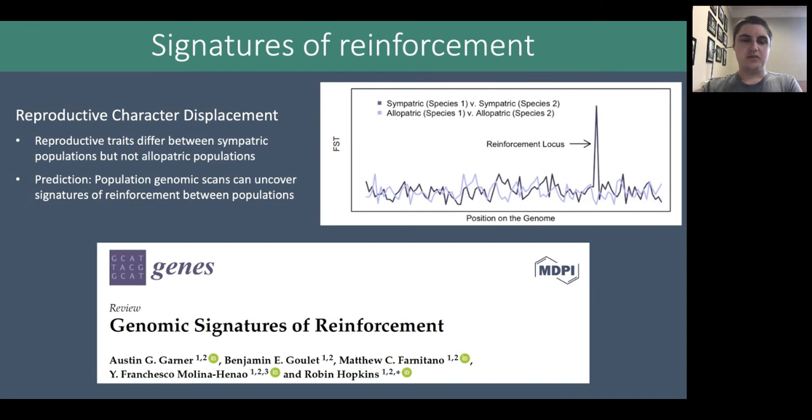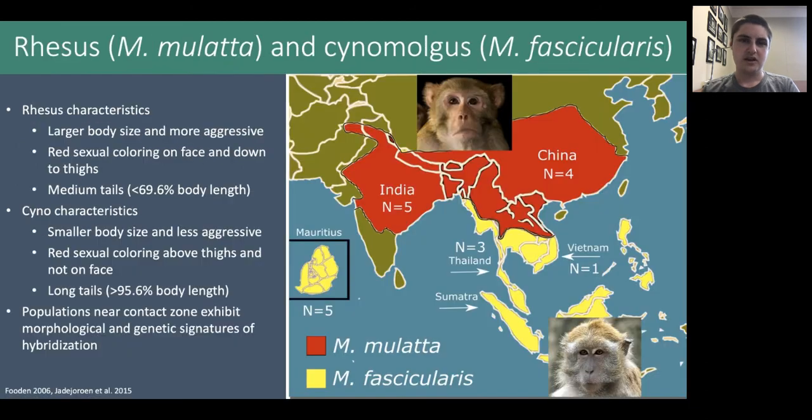And this phenomenon has typically been examined using morphological traits, but a review paper from 2018 details a methodology to examine this using genomic data. So I present a figure at the top here from that paper where basically they show that if we have some measure of divergence such as FST or DXY, we would expect the genome-wide average to be, for the most part, about the same between sympatric populations of different species and allopatric populations of different species. But in loci involved in reinforcement, we would expect increased divergence only between sympatric populations. So I plan to examine this pattern in the rhesus and cynomolgus macaques.